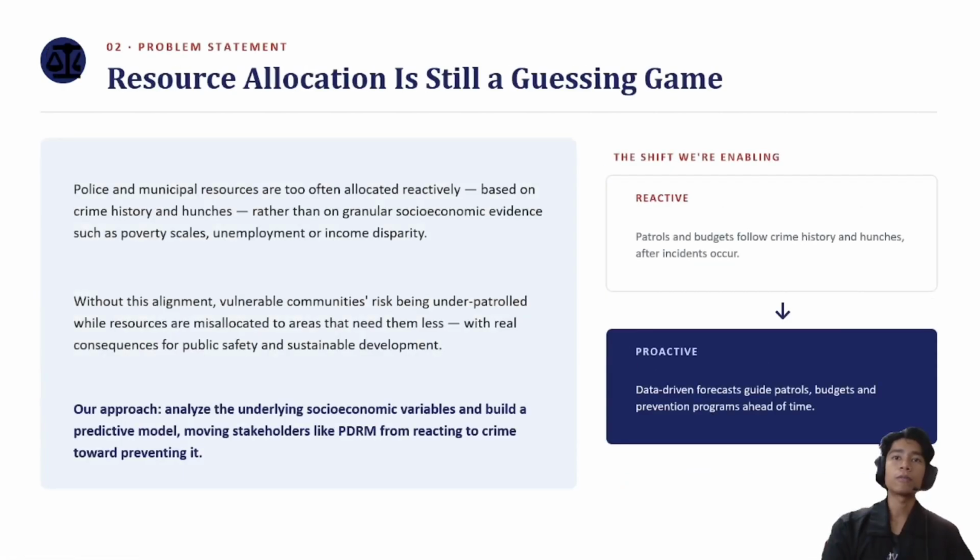Now, what's the actual problem we are trying to solve? Right now, police and municipal resources are still allocated reactively based on crime history and general hunch, rather than on solid socioeconomic evidence like poverty levels, unemployment or income disparity. This is a real problem because it means vulnerable communities can end up under patrol while resources go to areas that don't need them as much. Our approach is to analyze these underlying socioeconomic variables and build a predictive model, essentially helping shift decision making from reactive to proactive and from guesswork to a data-driven strategy.